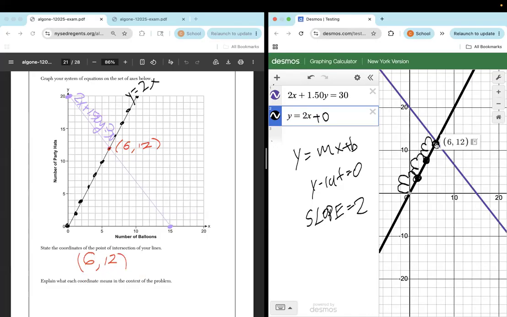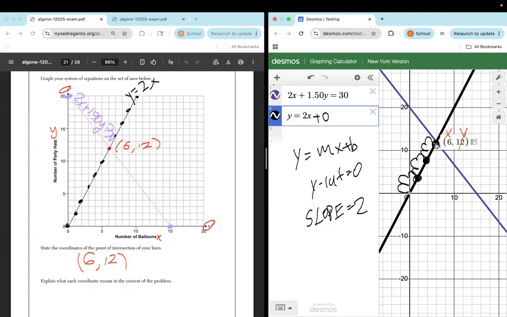Explain what each coordinate means. We have to say each coordinate meaning the 6 and the 12. So we have to say what each one means. Well, 6 is x and 12 is y. x was the number of balloons, right? x-axis, number of balloons. y was the number of party hats, right?